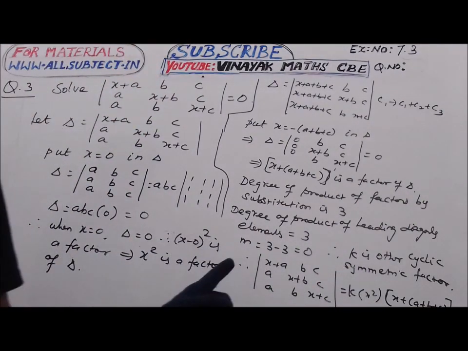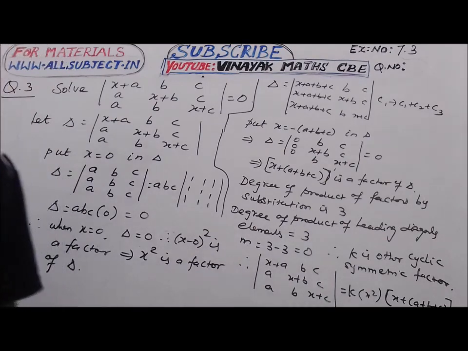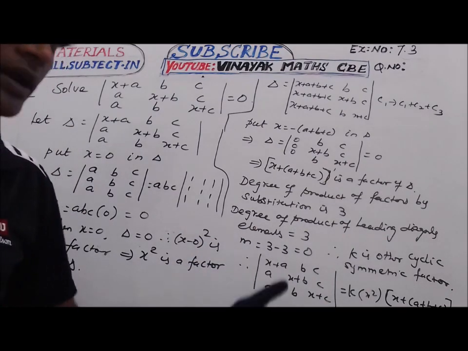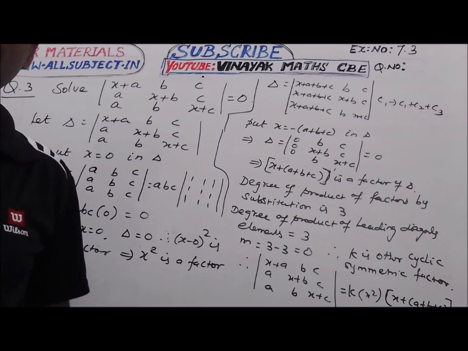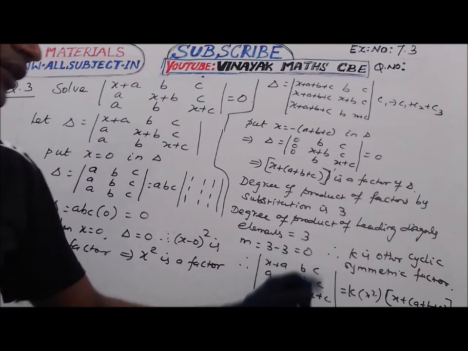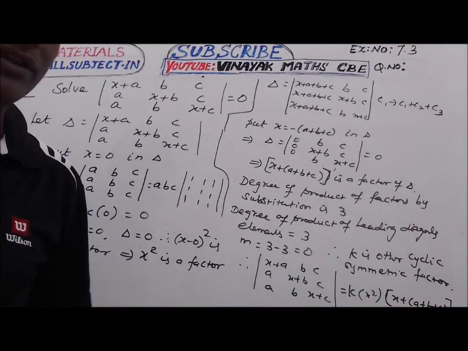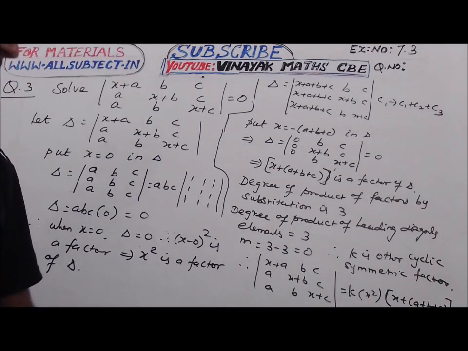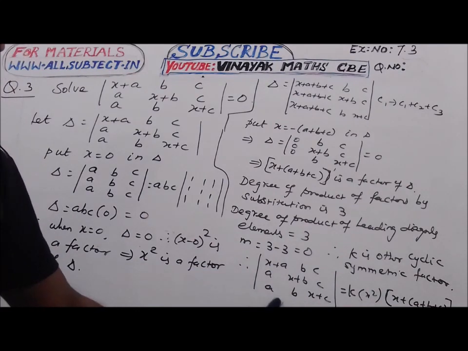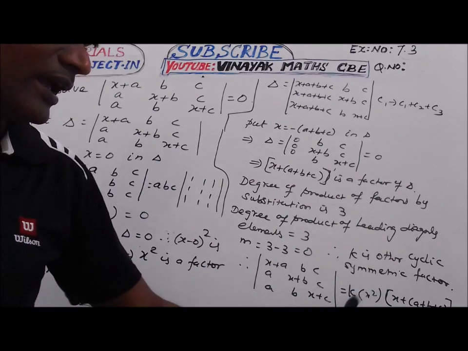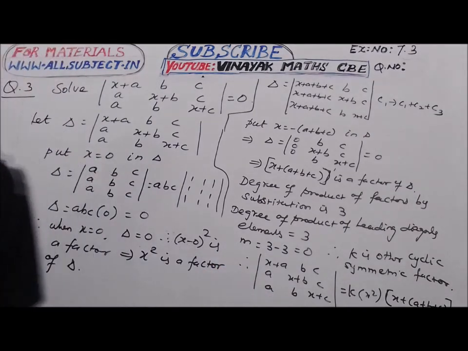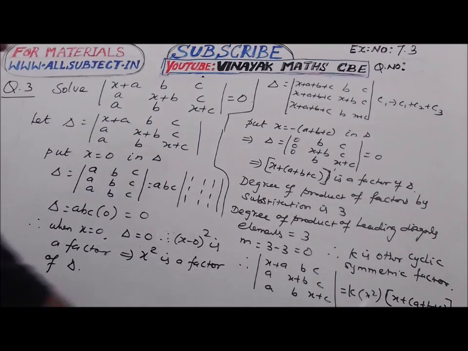One is m equal to 0, that is k. Another is m equal to 1, that is k into (a plus b plus c). Another is m equal to 2, that is k into (a square plus b square plus c square) plus l into (ab plus bc plus ca). So equating the determinant with the cyclic symmetric property, this determinant equals k into x square into (x plus a plus b plus c).